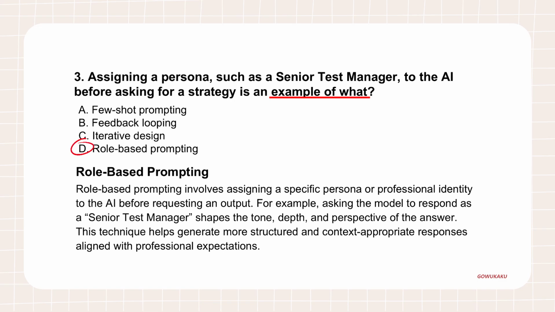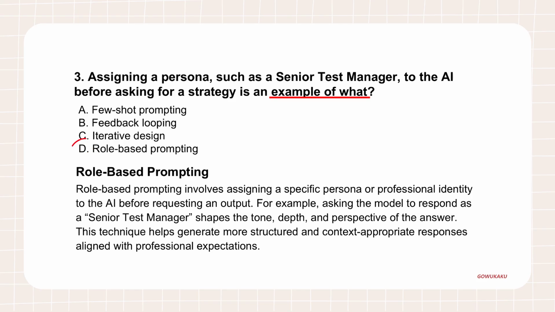Okay. When you assign a persona, you are guiding the AI's tone, its perspective, and its level of expertise. So it stops sounding like a generic encyclopedia. Right. Think about it this way. If you ask for a test strategy as a junior developer, the AI might prioritize code coverage and unit tests. Because that's what a junior dev focuses on.